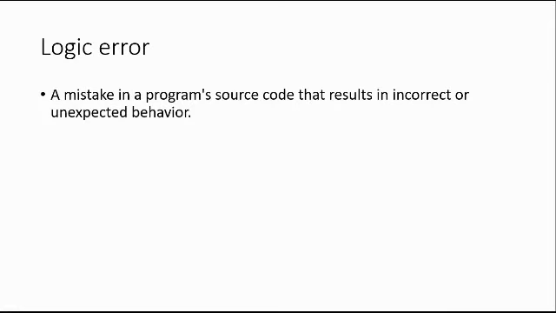Logic error is a mistake in a program's source code that results in incorrect or unexpected behavior. It can be the most difficult type of error to track down. For example, assigning a value to the wrong variable may cause a series of unexpected program errors to occur. Multiplying 2 numbers instead of adding them together may also produce unwanted results.